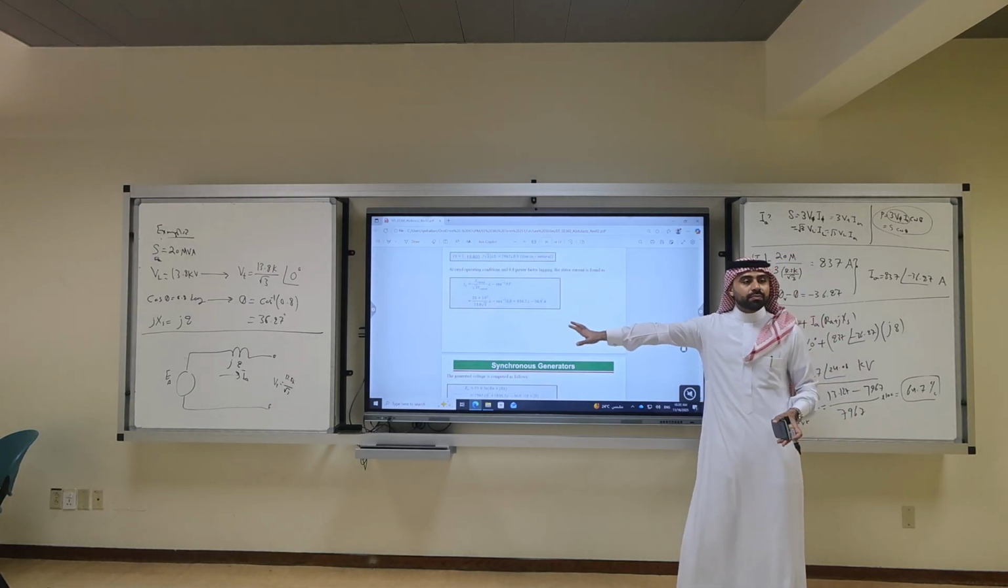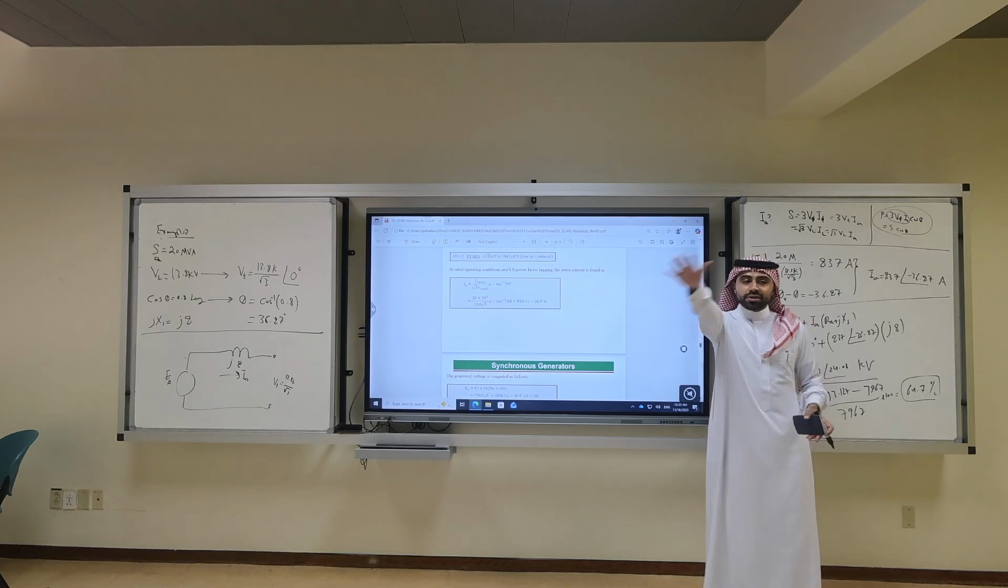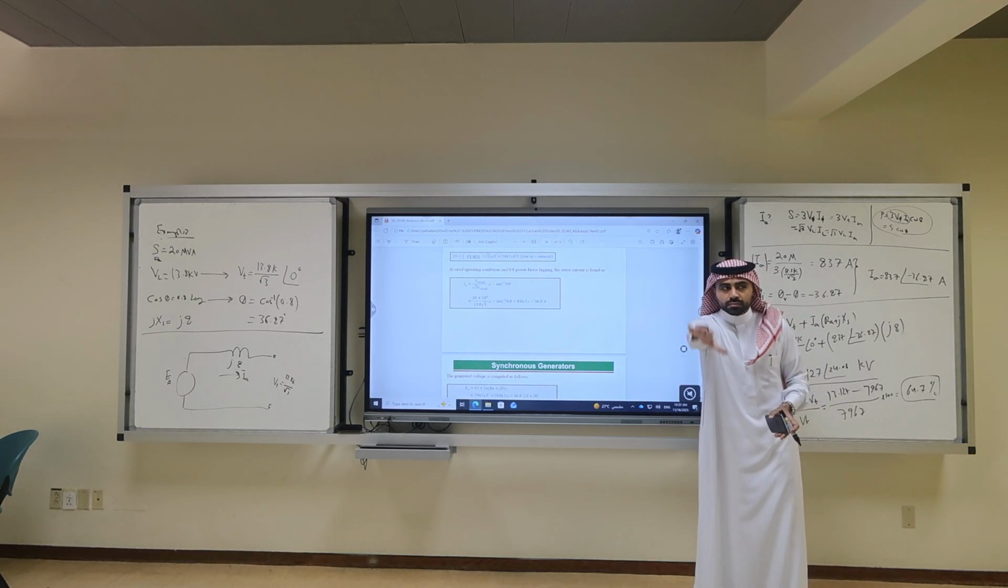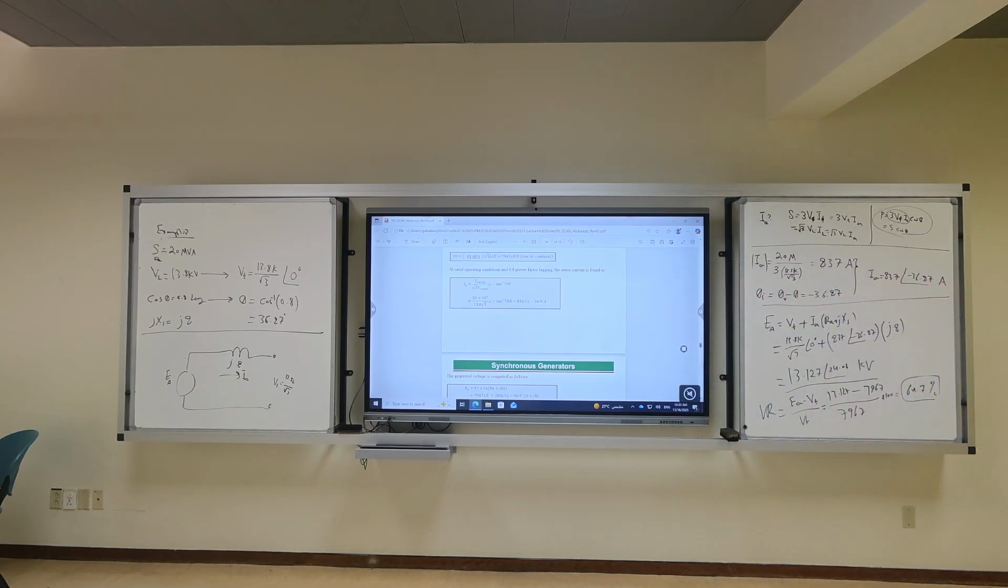Any question about this example? This cluster, 6 students here, do you have a question? Those 3 students, do you have a question?